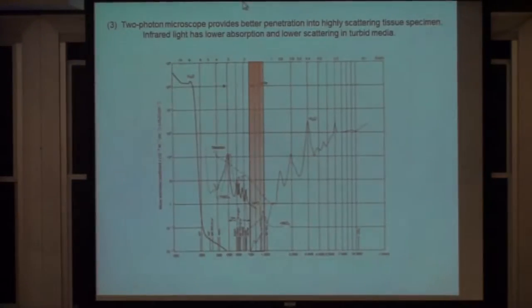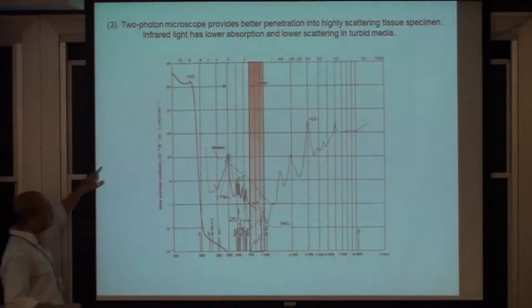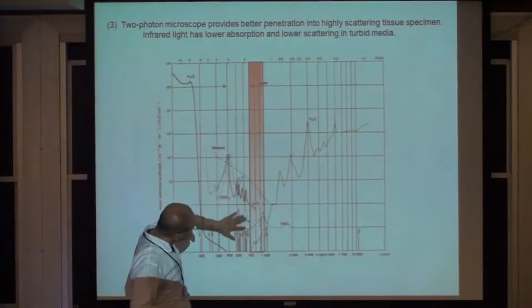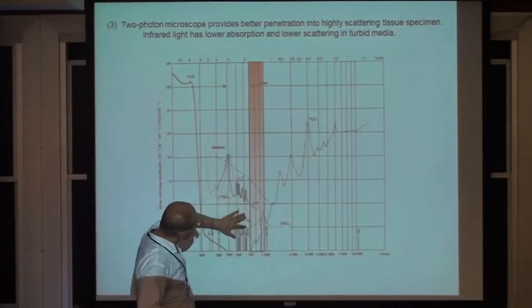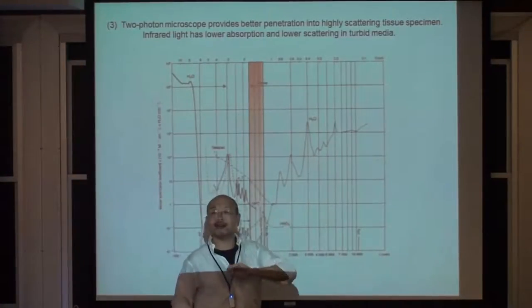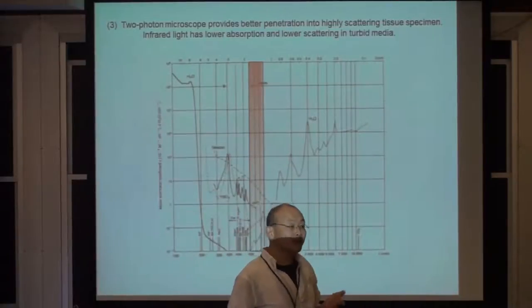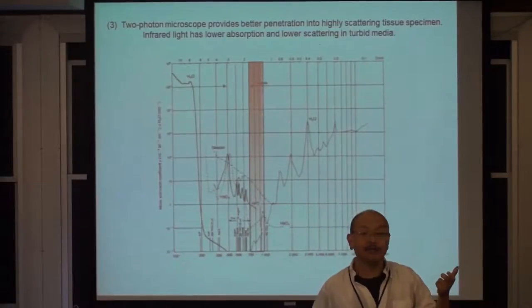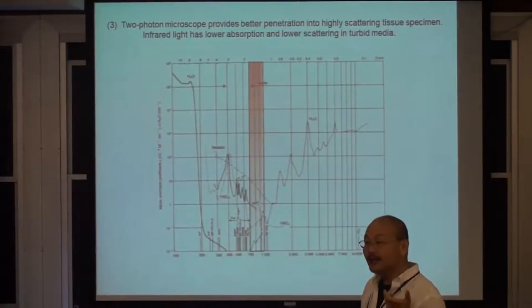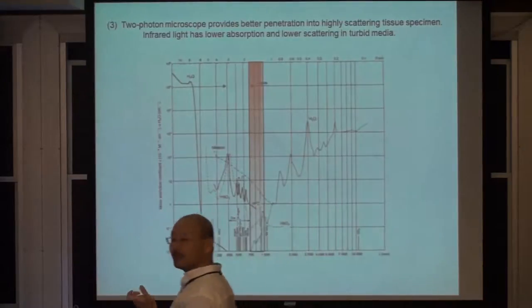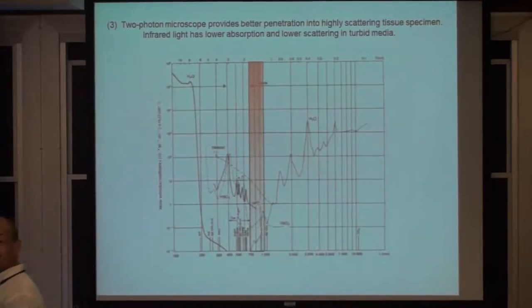Yeah, you see the water absorption is quite strong, but if you look at the middle here, you see the absorption goes down. This is what the optical guys call the optical window, between about 700 to about 1.2 microns. Within that range, the absorption is fairly low, and you can actually send light through tissue reasonably well. Not perfectly, but reasonably well.